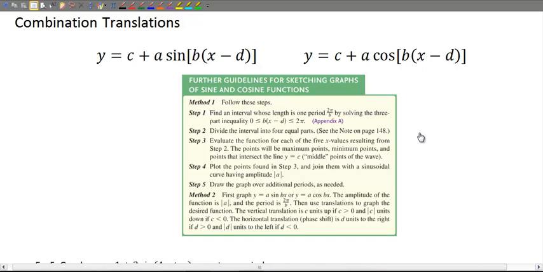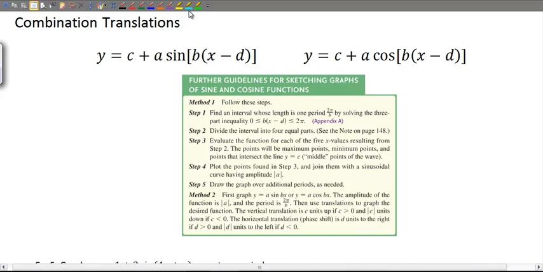Now let's combine our translations from what we've been talking about so far and go through some steps and look at one more example where we're going to do it all on this one. You can see that I've written down the parent functions for both sine and cosine, showing you the amplitude, b, which gives us an indication for the period. We have our vertical translation, which is outside of the function. And we have our phase shift, or the horizontal shift, which is inside of the function.